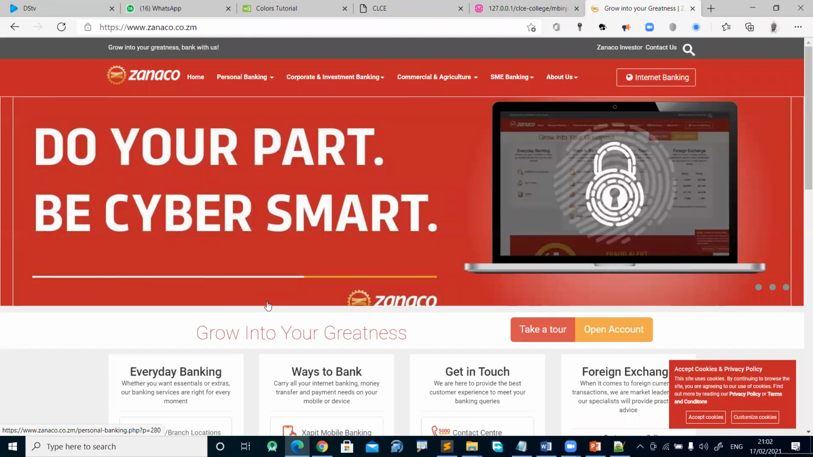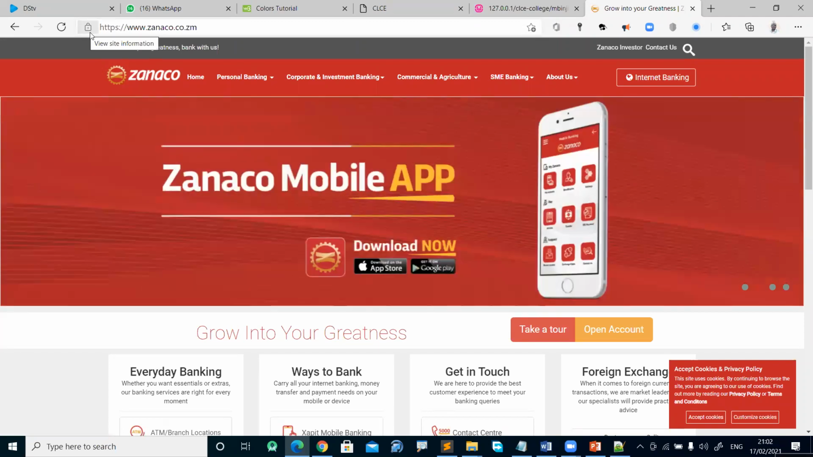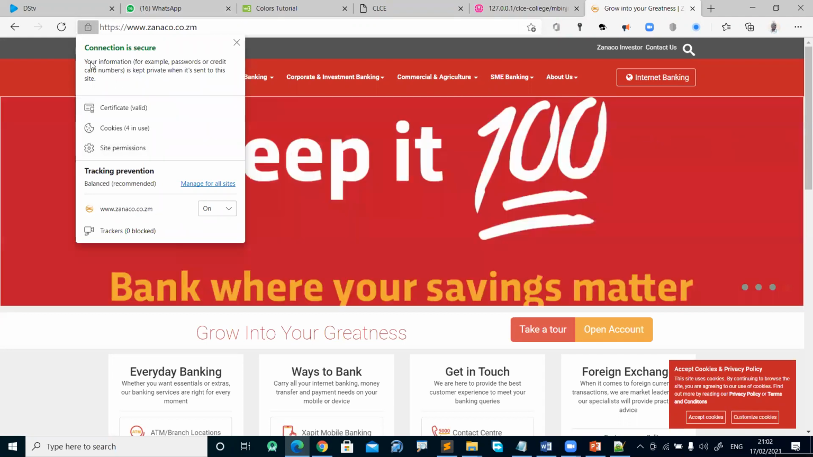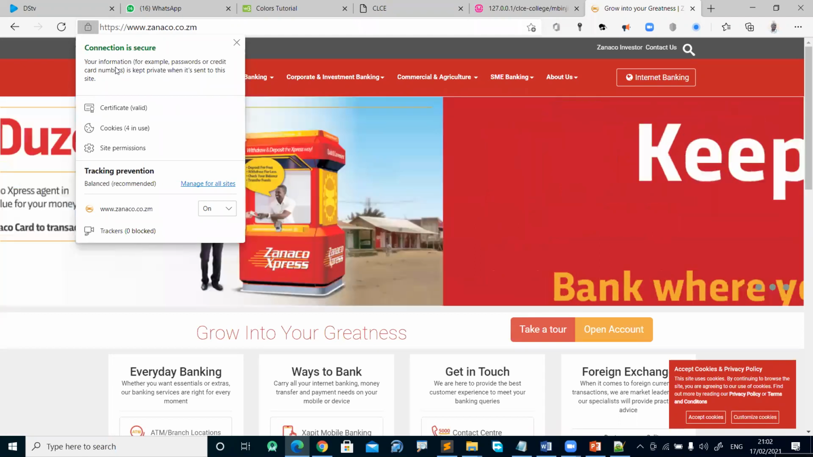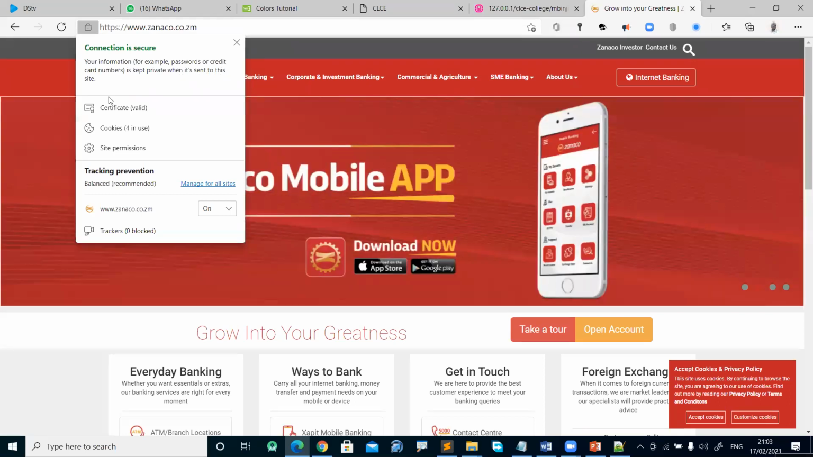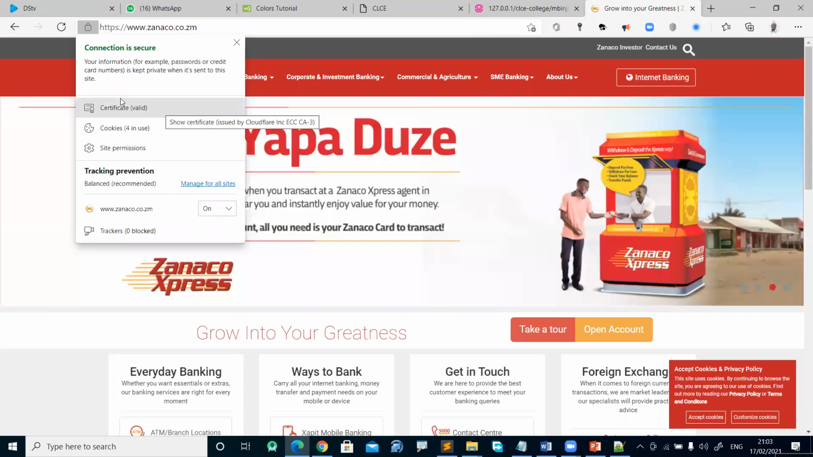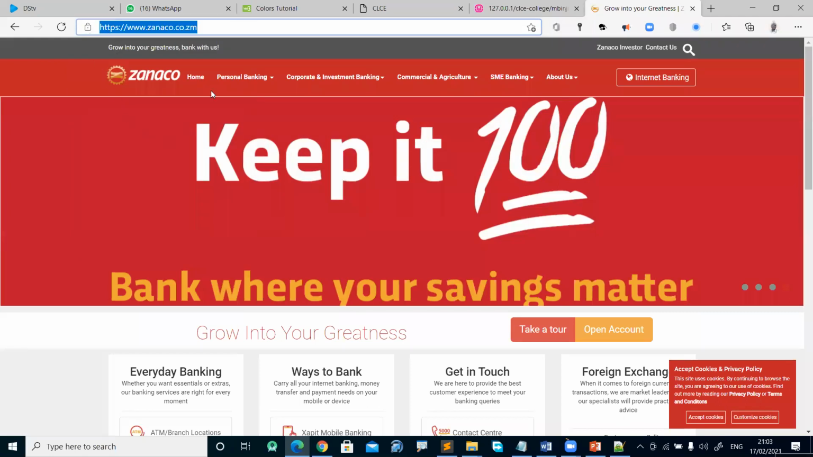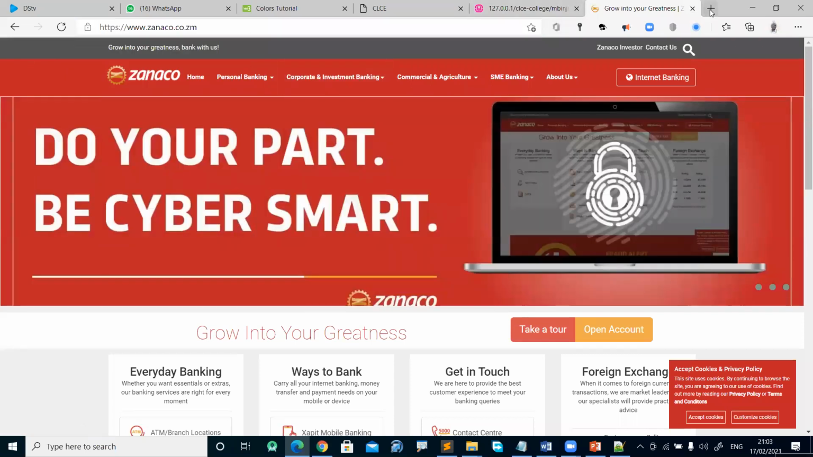You can't just allow it. But now how do we tell that there's a company that works behind it? If you check here, there's a padlock. Have you seen this padlock? Yes. I click here, I can check and see some information. It tells me your information, for example, password or your credit card number, is kept private when it's sent to this site. It is guaranteeing me that it is very safe. Why? Because they pay somebody to look after the security. You get the point? Yes. Okay. So let's say, therefore, be particular about such things.